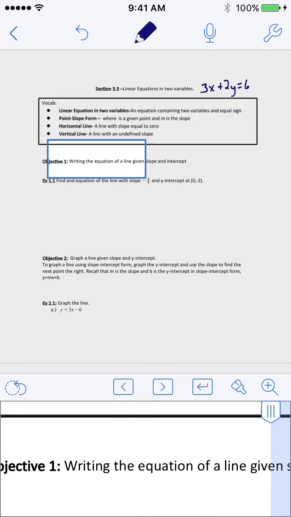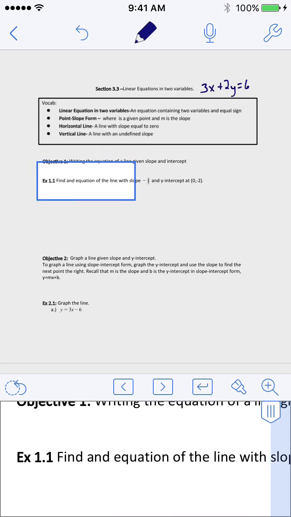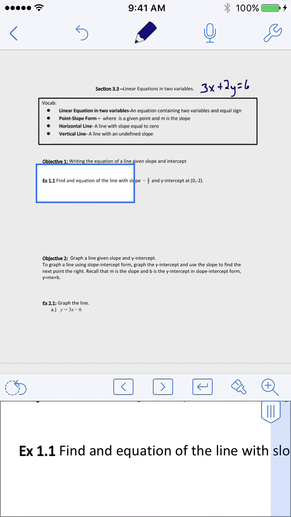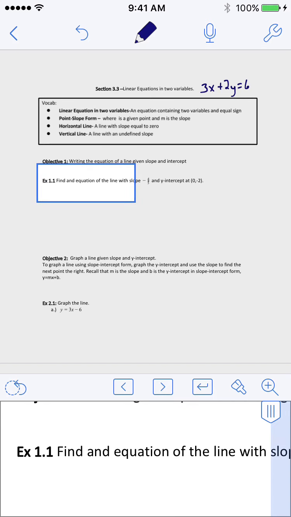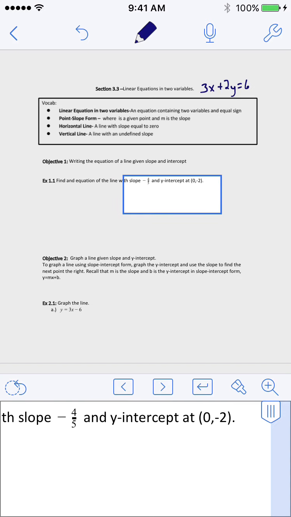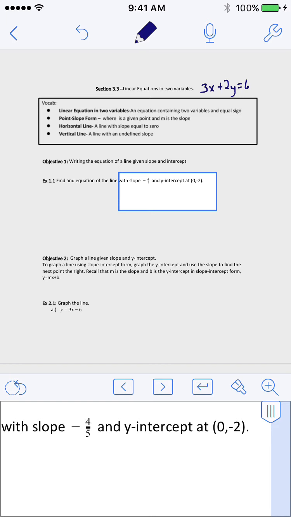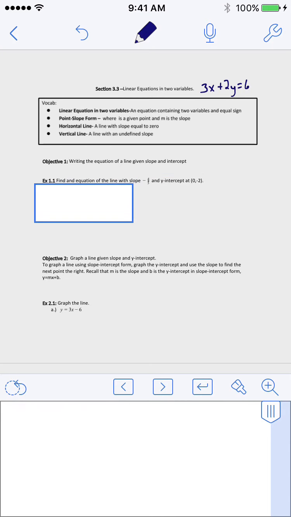Alrighty. Objective 1, being able to write an equation given a slope and a y-intercept. We've already seen something very, very similar to this, but we're going to review it just because, you know, it sounds like fun. So, example 1.1, find an equation of a line with slope -4/5 and y-intercept of 0, -2. So, what is given here? Well, what's given to you is the slope and the y-intercept. And remember, if you're given the slope and the y-intercept, it's so much easier to just use the slope-intercept form, right? The name tells you what is in the equation.